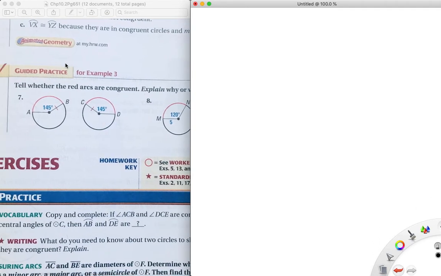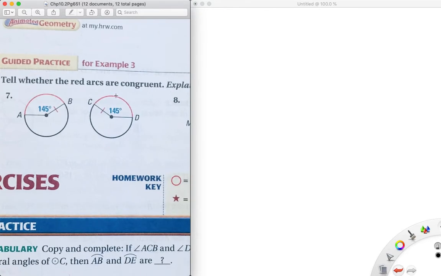All right, so 7 is the same as that one example. We have a circle, and they have the same radius. So then I know that these two circles are congruent and they have the same central angle. So if they have the same central angle, then they have the same arc length. So CD arc length is the same as arc length of AB. So they are congruent arcs.